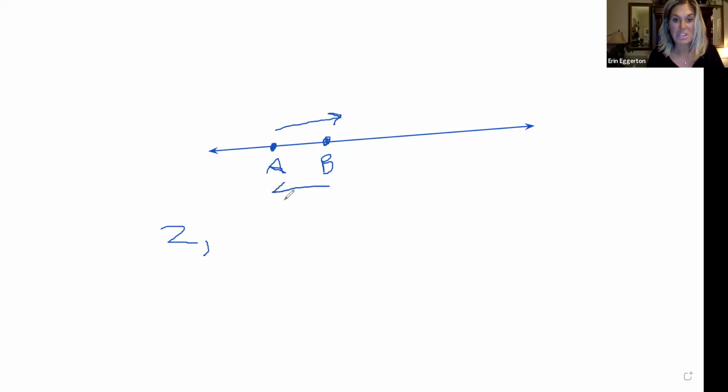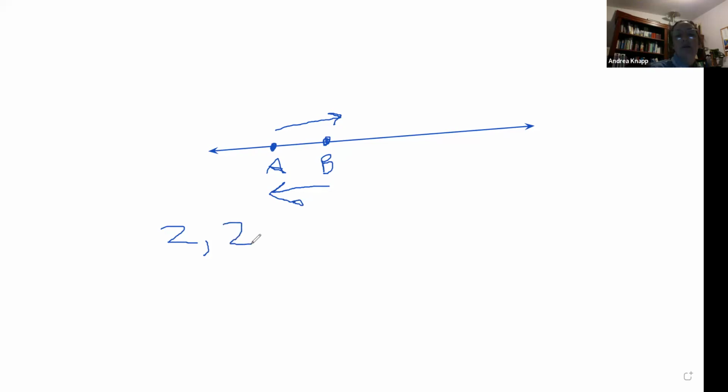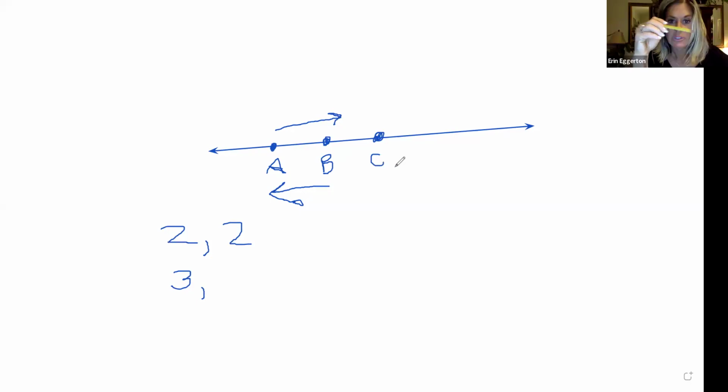A, B, and BA. A, B, and BA. So with 2 points, you can name 2 rays. With 3 points, how many rays were we able to name? So AC or AB, that's the same, right? So that's 1.